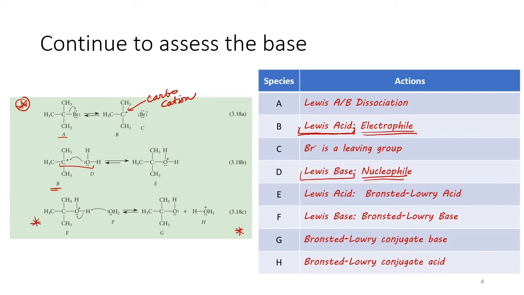What happens to E? Well, another water comes along and donates its electrons to a proton. Because it donated its electrons to a proton, we're on F, it's a Lewis base, and specifically it's a Bronsted-Lowry base because it dealt with that proton. And because we're also talking about a proton with E, it's that Lewis acid, Bronsted-Lowry acid. So Lewis acid is the big idea. It could be an electrophile or a Bronsted-Lowry acid, but because it dealt with a proton, it's going to be a Bronsted-Lowry acid. And then we've just got the conjugates in G and H.